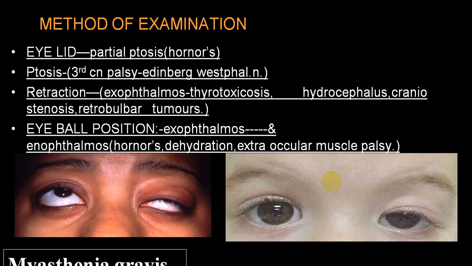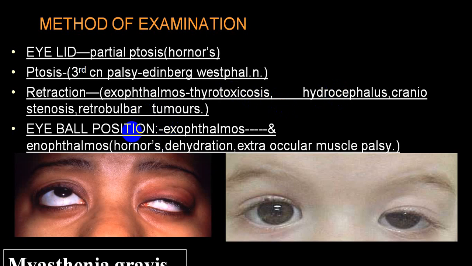So in myasthenia gravis, a good number of times it is a bilateral ptosis. In case of Horner syndrome, you will have a partial ptosis. Do remember this. And you will have a retraction in case of exophthalmos, particularly in case of thyrotoxicosis, once in a while in case of hydrocephalus, and also in a retrobulbar tumor you can have exophthalmos.